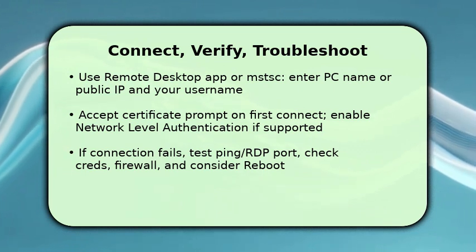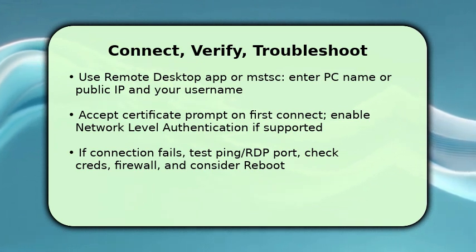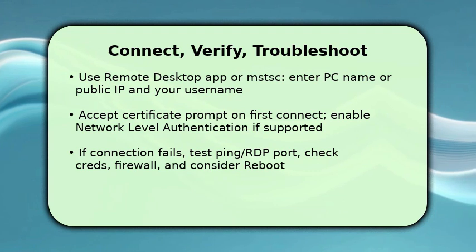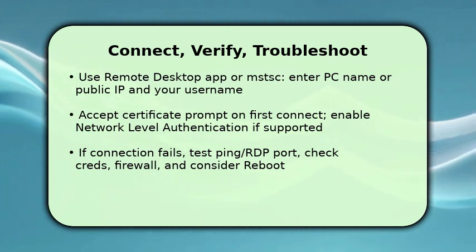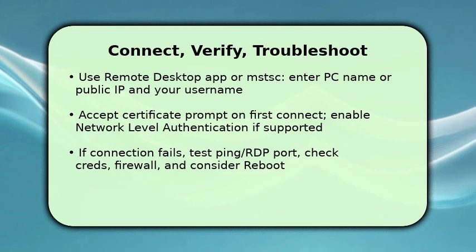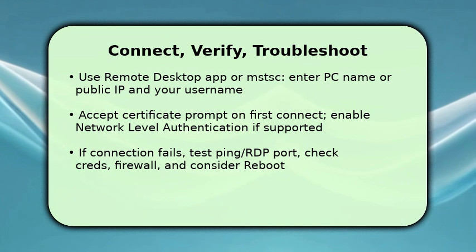If it doesn't connect, verify basic networking. Ping the host and scan TCP 3389, recheck credentials, confirm firewall rules, and reboot the PC. Key troubleshooting tip: if you can't reach the port, eliminate router/NAT or VPN issues before changing Windows settings.